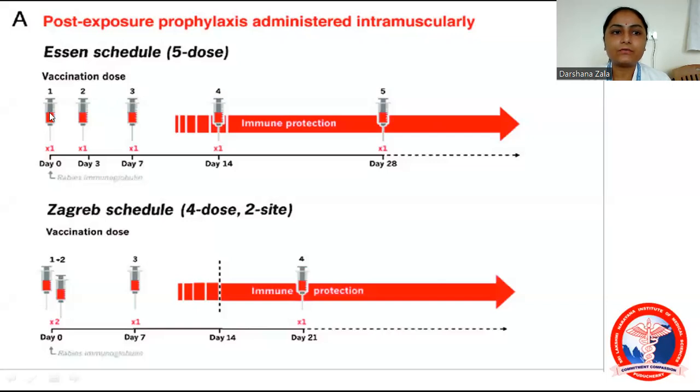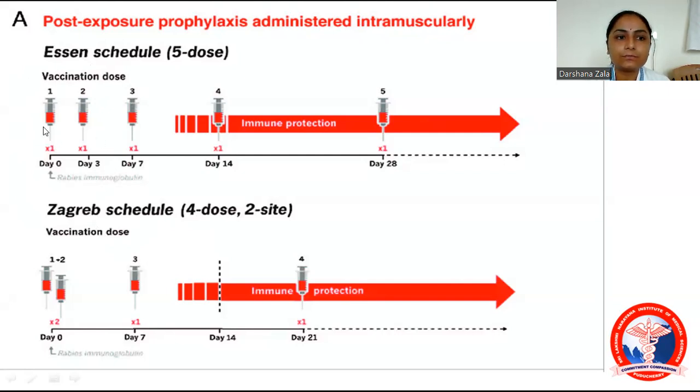For post-exposure prophylaxis, we are giving two regimens, the most important ones which can be asked in viva and exams also. That is the SN regimen and the Zagreb regimen. The SN regimen is a 5-dose regimen while the Zagreb is a 4-dose regimen. So what is the difference in schedule?